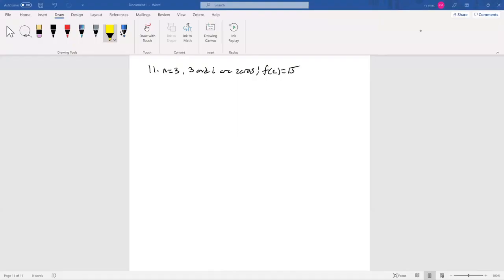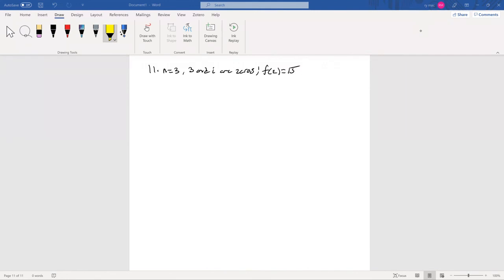All right, and our last question of the review is number 11. I don't have the exact review in front of me, so there might be a little bit of words that I'm missing. But for number 11, it's saying n is equal to 3, and that your zeros are 3 and i, so both i's. And then that also for the function, f of 2 is equal to 15.